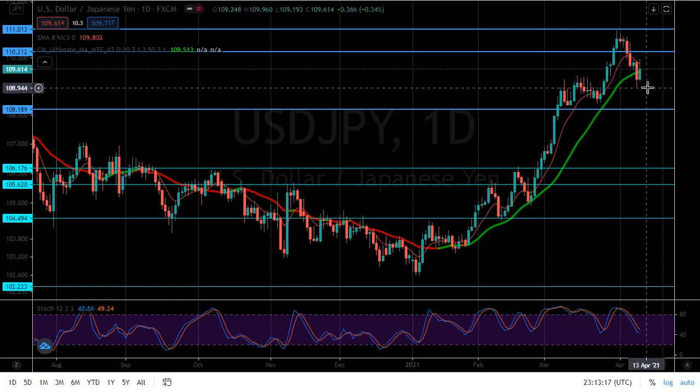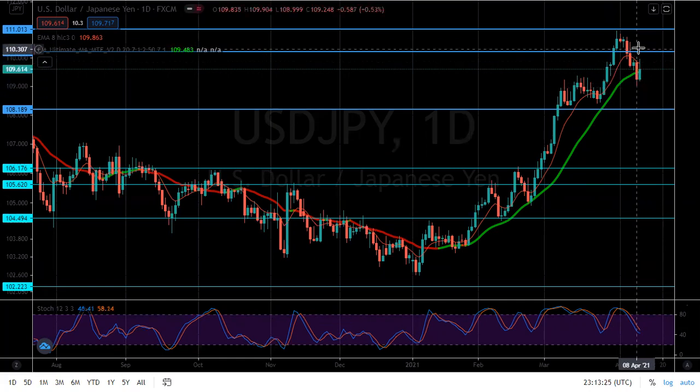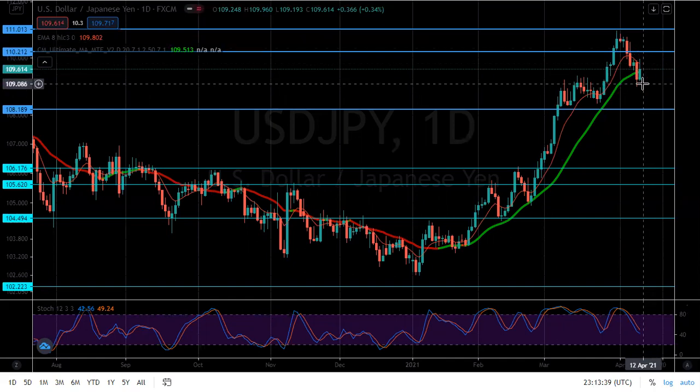Now, we could still go bearish. Depends on what price gives us on Monday. But for me, I would want to see a retest of these highs at the 110.50 or 110.60 area. This zone here, 110.60. I want to see a retest of these highs.